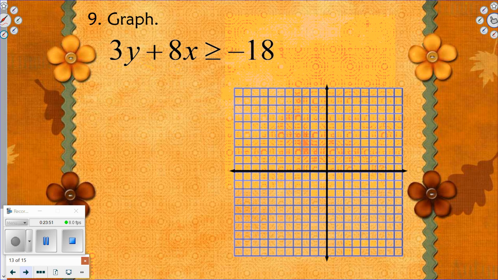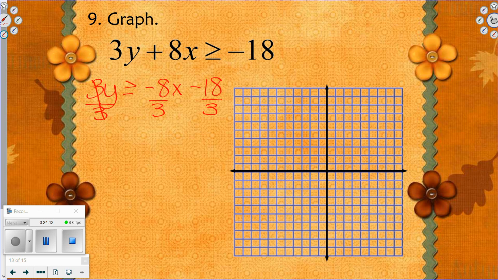3y plus 8x is greater than or equal to negative 18. Do this one on your own. All right, guys. So hopefully you moved the 8x first. So 3y is greater than or equal to negative 8x minus 18. Divide by 3. Do I need to flip the inequality? Nope, I divided by a positive.